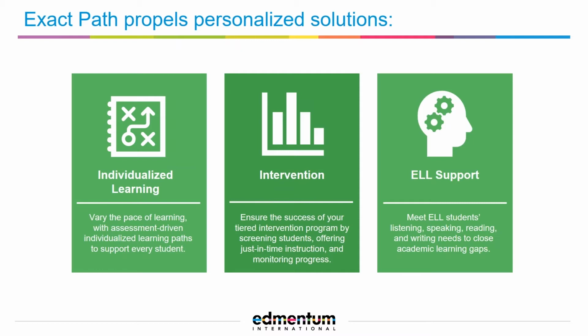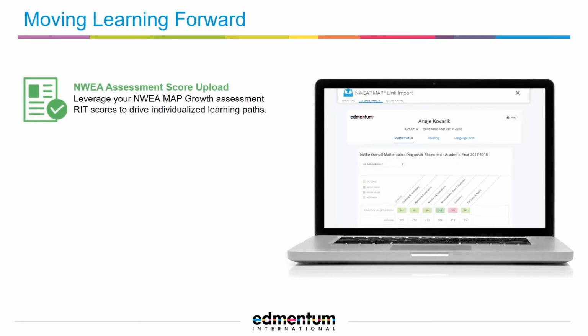It's called Exact Path, and it really propels personalized solutions. What it effectively does is it moves learning forward. It works in partnership with schools who possibly have your own assessment data in place already. So we partner up with companies like NWEA assessment or map testing. We use those scores to basically interpret what that data means and create an individualized learning path for you.